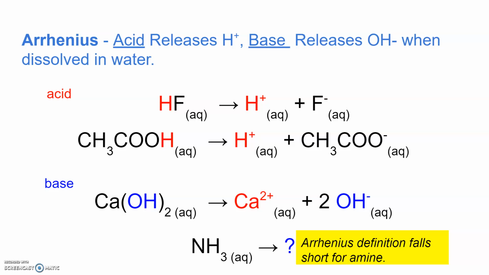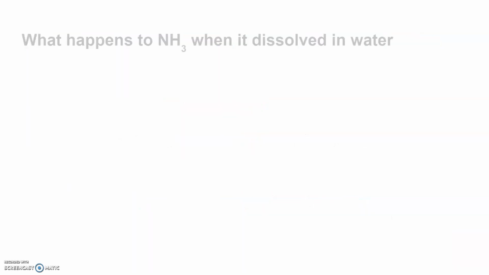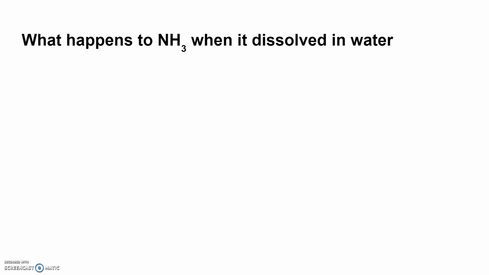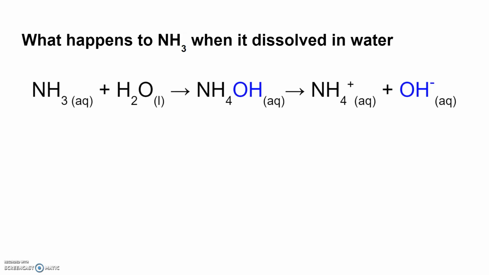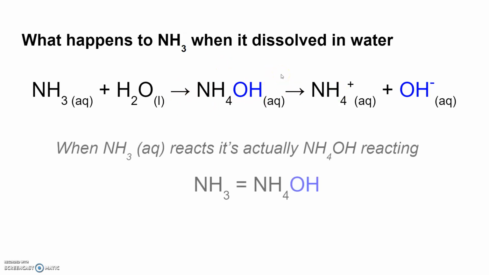So we'll have to look at the Bronsted-Lowry definition, but before we do that, let's see what actually happens to NH3 when it does dissolve in water. So NH3 is a base, and it will react with water to form ammonium hydroxide, and that's this species here. So when we think about NH3 in water, we should actually be thinking about NH4OH or ammonium hydroxide, because that's what's really undergoing reactions for NH3.